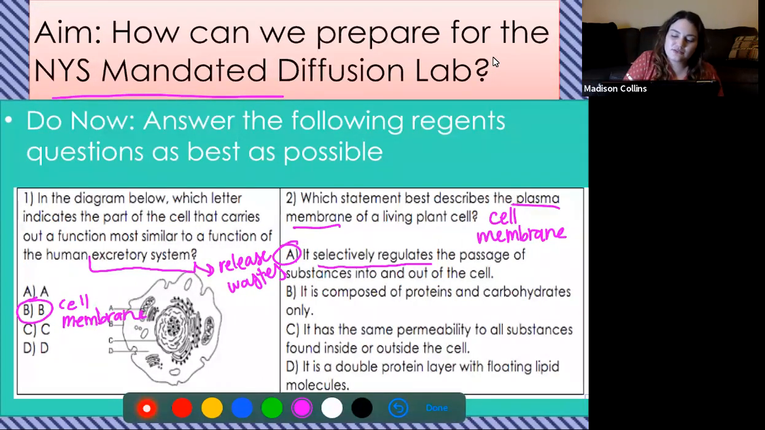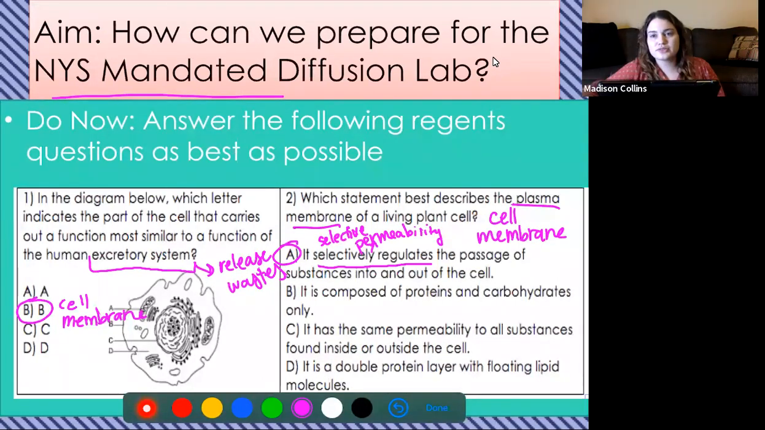Remember, this selective regulation is the same thing as selective permeability. And when we're talking about selective permeability, we're talking about how certain molecules are allowed to pass into the cell membrane and certain molecules can't. So it is selective in what it regulates or what it allows to come in and out of that cell. All right, so let's get started. Again, this lab is super, super important. So make sure you follow along with me as we go through this together.